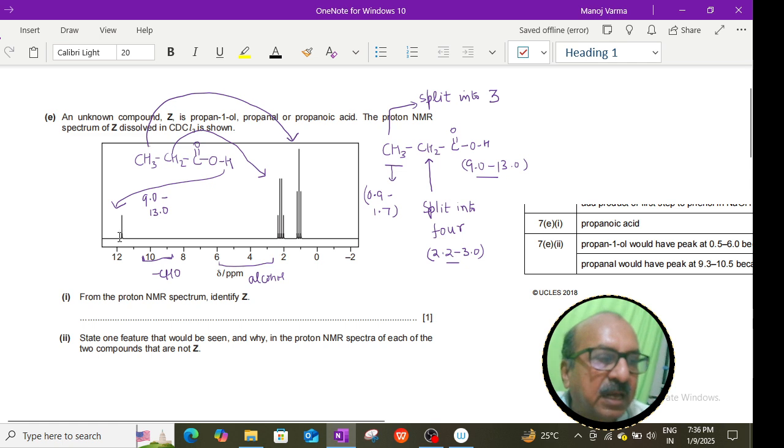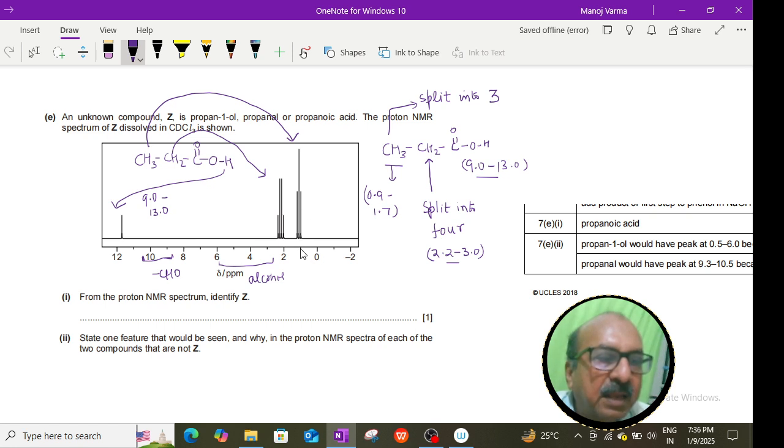There is this signal which is close to 12. Then there is also a signal which you see as a triplet, approximately at a chemical shift around 1. Then you see there is a quartet, 1, 2, 3, 4, which is around the chemical shift 2 to 2.3 or 2.4. So these are the chemical shifts that you have to see. Let's look into the data booklet. First let us identify what this signal could mean, which is close to 12.